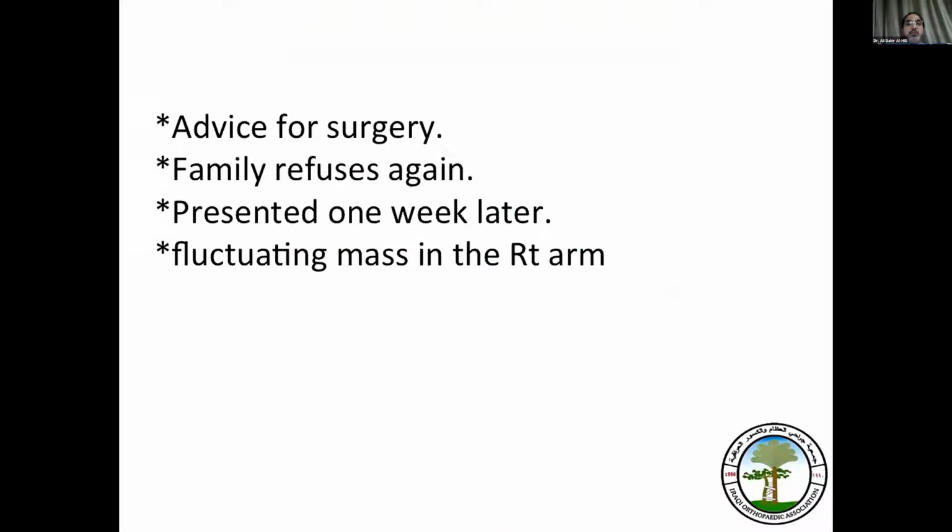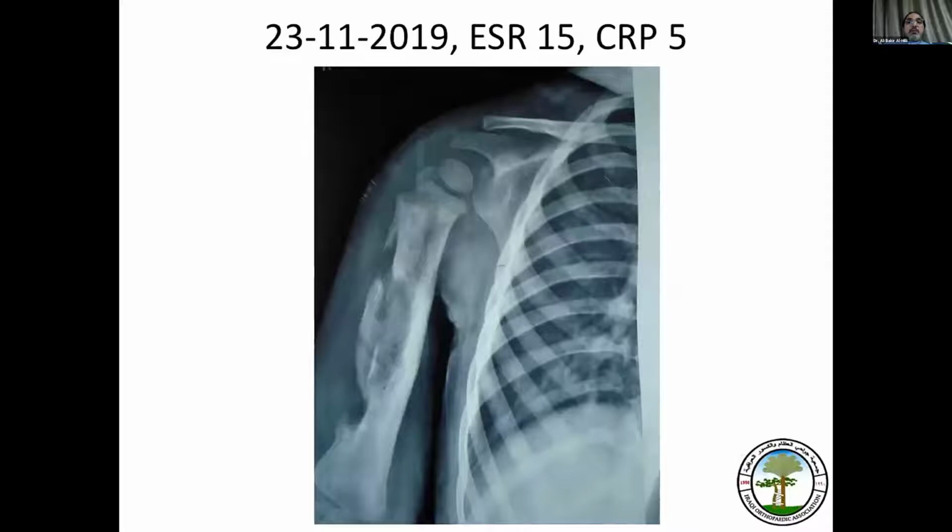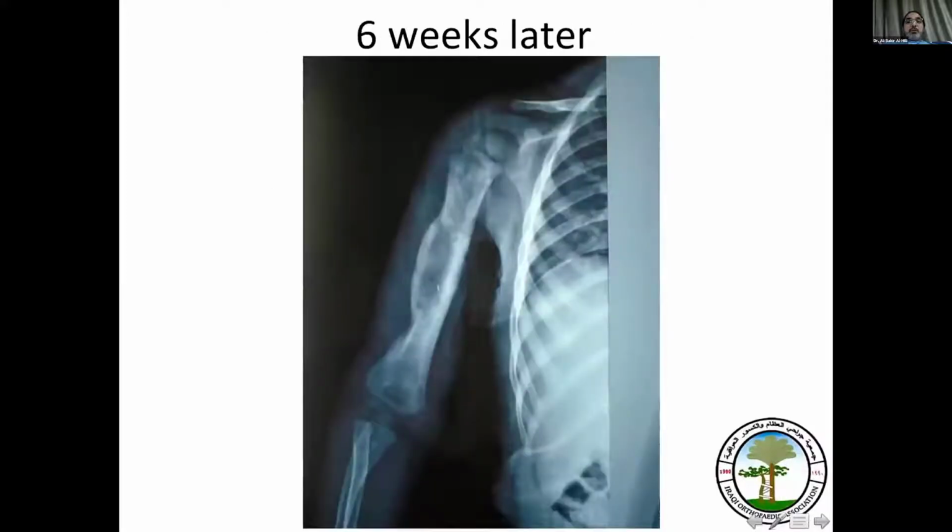The family refuses again, and then they present 1 week later with a fluctuating mass in the right arm. Now the child looks better than previously, and this is his X-ray, and you can see the mass over here. So what we do now is puncture the skin and take the pus out, and that's it. Then he comes again with normal ESR, CRP falls to normal, and he starts healing, and the bone 6 weeks later is almost there.